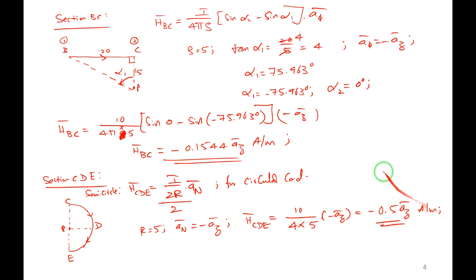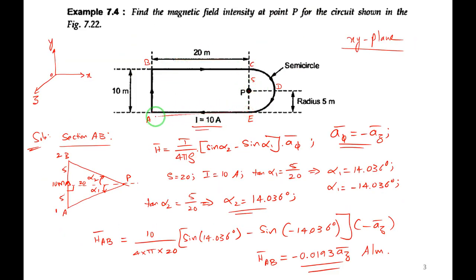Is it fine? Then next we'll move to the next section. Section E to A. Okay, we have calculated for B to C, right? It will be the same thing, right? But observe the direction. Just use the right hand thumb rule. Once again, it is going into the paper. AZ is equal to minus AZ, meaning H EA is equal to H BC. Whatever you calculate, it will be the same.